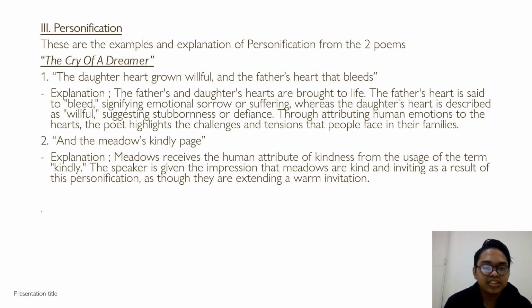The father's heart is said to bleed, signifying emotional sorrow or suffering, whereas the daughter's heart is described as willful, suggesting stubbornness or defiance. By attributing human emotions to the heart, the poet highlights the challenges and tensions that people face in their family. For the second example, we have "And the meadow's kindly page."